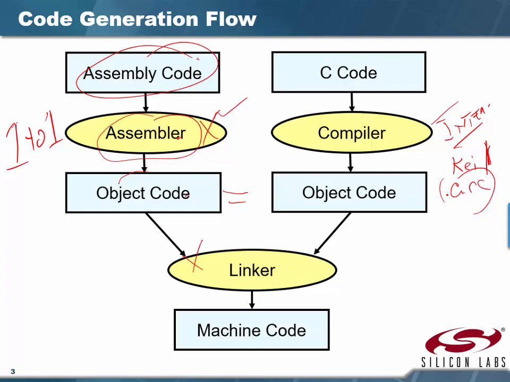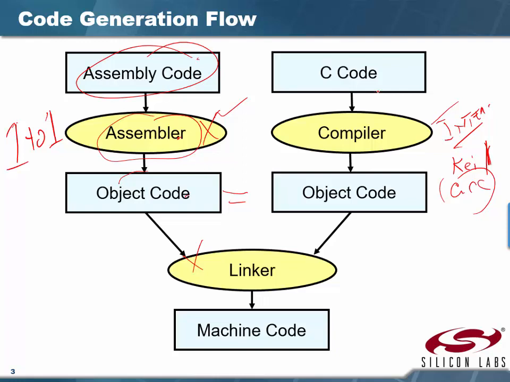But there's other C compilers out there. So every version of the C compiler is going to give you a different type of object code out, depending on which version you use. And as I said, if you make minor changes in your C code, it can completely change the way it's organized in object code. So this is not a one-to-one.